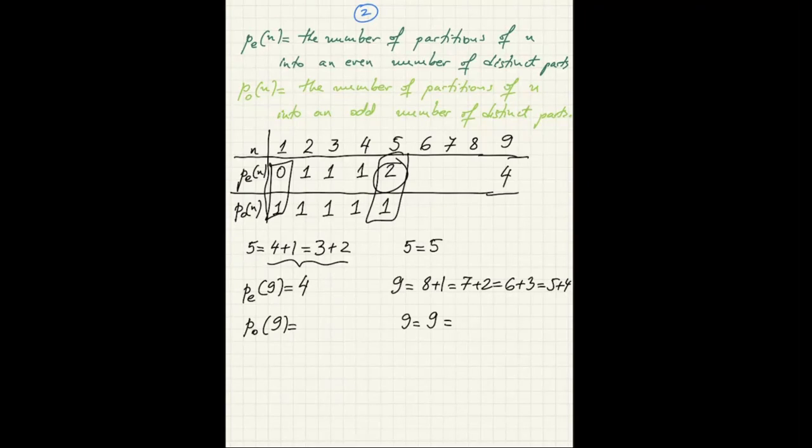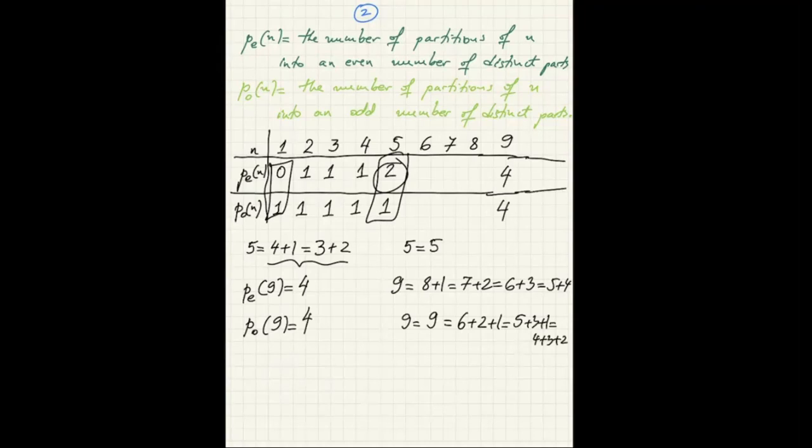And then we look at a sum with 3 terms. So we can have 6 plus 2 plus 1, 5 plus 3 plus 1, and 4 plus 3 plus 2. So it's also 4. Okay, so what's going on here?